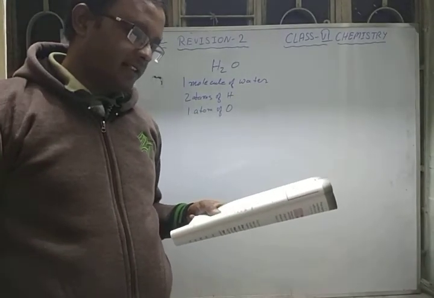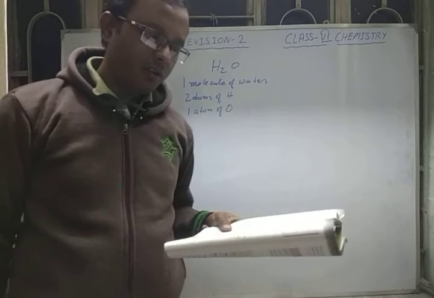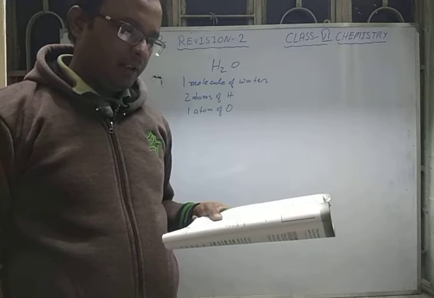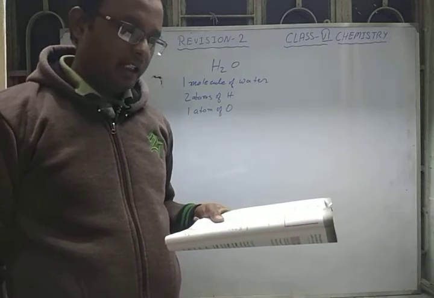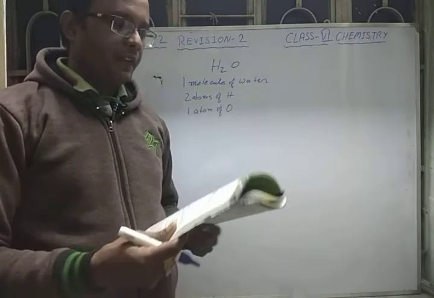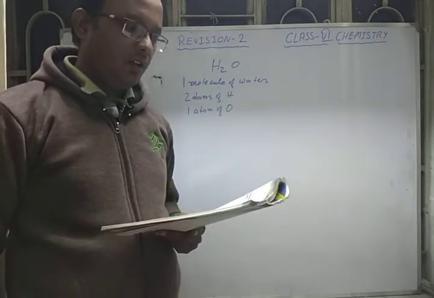Now next is the valency. The combining capacity of an atom of an element is called valency. The number of atoms present in the molecule of a compound depends on it. So you have to learn the valency of different elements.